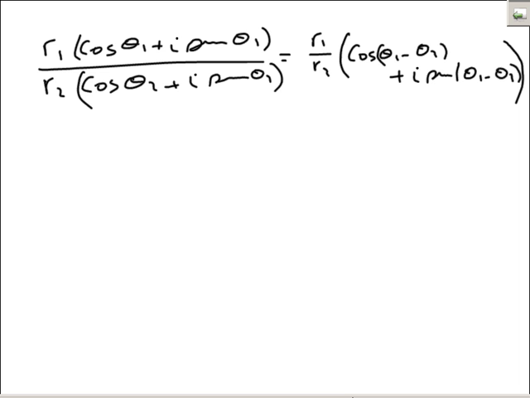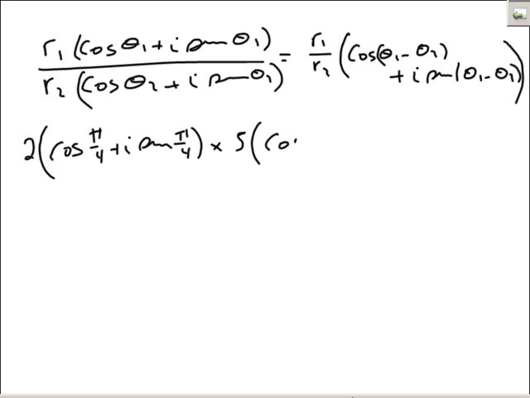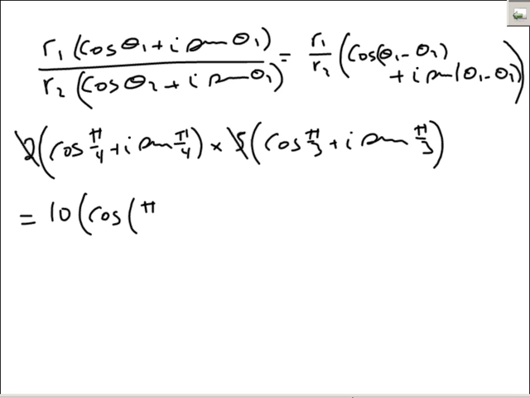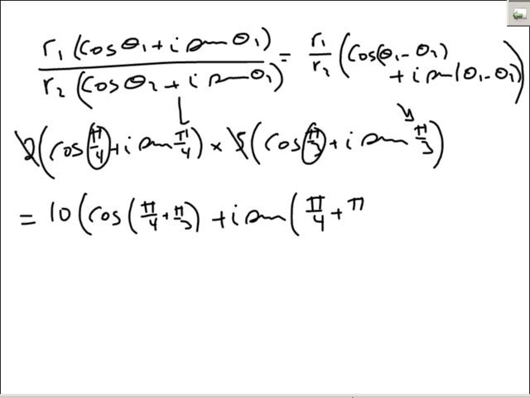So if you were given this, you're asked to do 2 times cosine of pi over 4 plus i times sine pi over 4. You're being asked to multiply this by 5 times cosine of pi over 3 plus i times the sine of pi over 3. Well, 2 times 5 is 10 times the cosine of pi over 4 plus pi over 3. If you prefer, you can look here and there. Plus i times the sine of the same angle, pi over 4 plus pi over 3.